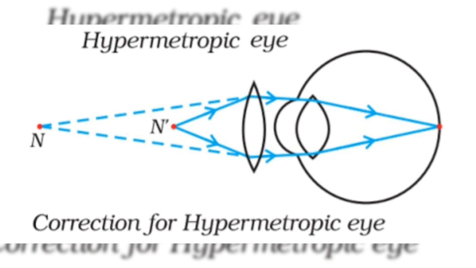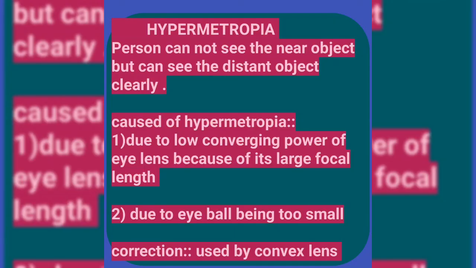In short, hypermetropia: the person cannot see the near object but can see the distant object clearly. Cause of hypermetropia: low converging power of the eye lens because of its large focal length. Number 2, the eyeball being too small. Correction: use a convex lens.